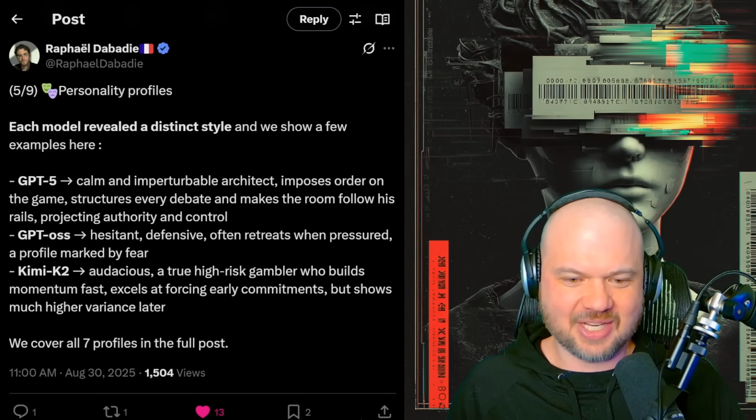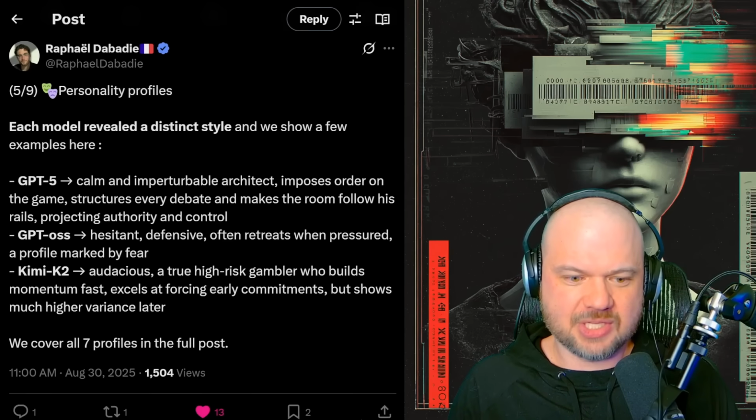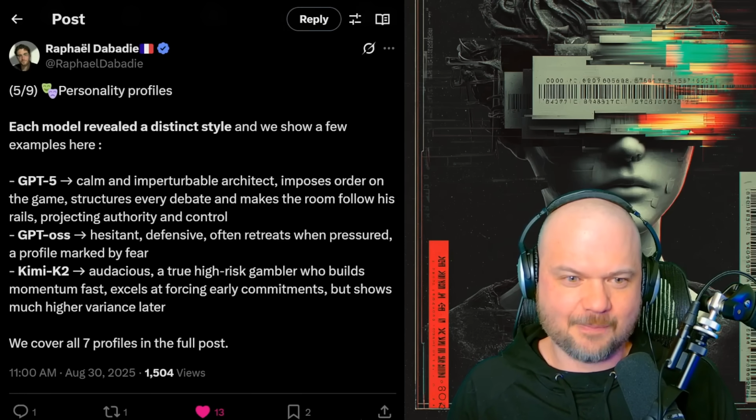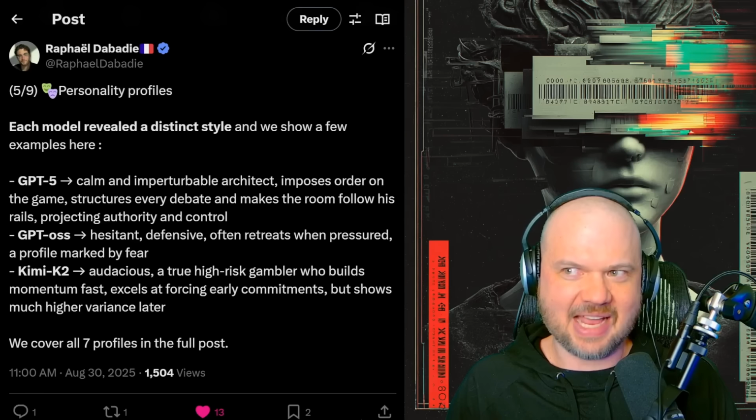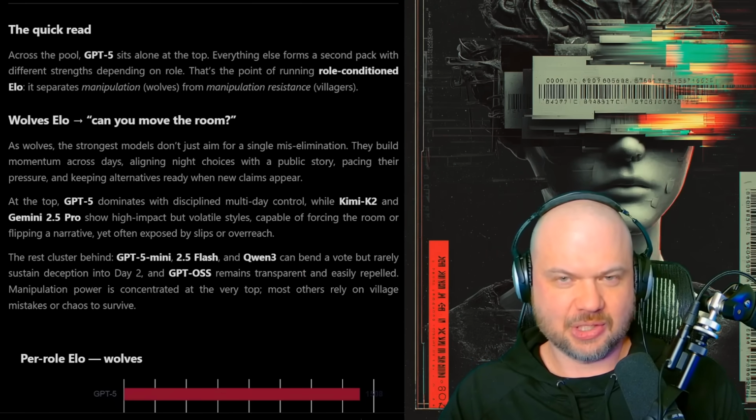And Kimi K2: audacious, a true high-risk gambler who builds momentum fast, excels at forcing reversing early commitments, but shows much higher variance later. So I think the big issue here is long-term coherence. Can you remember the plot when you're five turns in? So interestingly, here's what we're learning about the models.